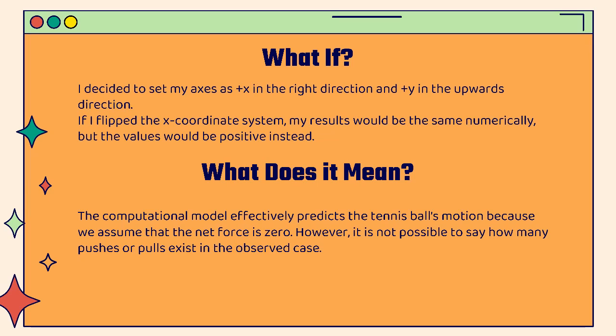And then what does it mean? My computational model effectively predicted the motion of the tennis ball with a net force of zero. So we're unable to say how many pushes or pulls are in the system. So truly there's no scenario with the systems we encounter in everyday life with no friction.